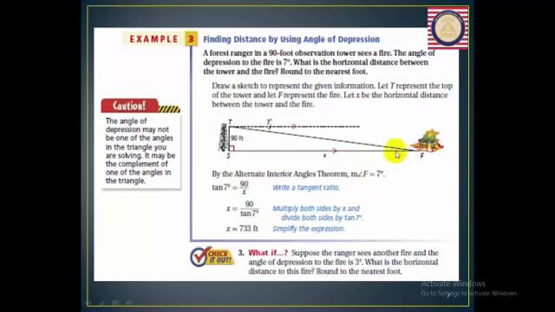Measure of angle F equals 7 degrees, because these lines are parallel and the angle of depression equals the angle of elevation. So I have angle 7, I don't have the hypotenuse, and I want x, the horizontal distance. How to get it? By using tan. Tan 7 degrees equals 90 over x, so x equals 90 over tan 7 degrees. You can solve it with a calculator easily.